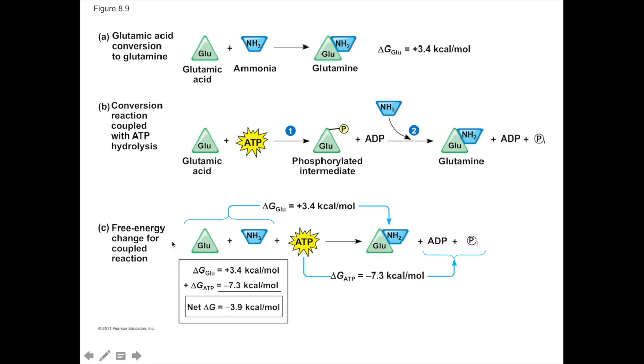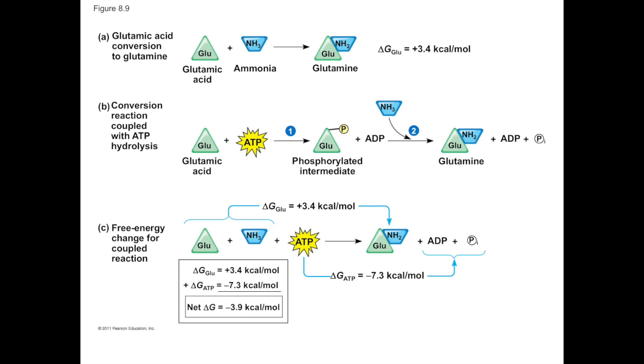So it's so strong that even though this reaction on its own has a delta G of positive 3.4, it's going uphill. When we release negative 7.3 kilocalories per mole by hydrolyzing ATP, it means that our net change in free energy is negative 3.9 kilocalories per mole. So our delta G net is still negative. All right, so you're probably like, what is going on here? And you're not alone in this feeling.